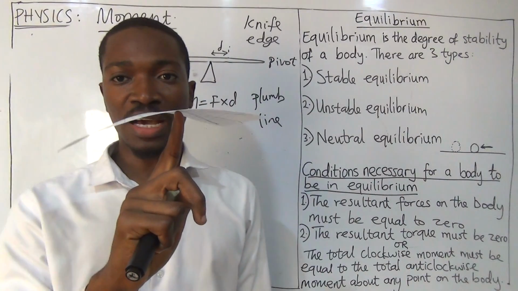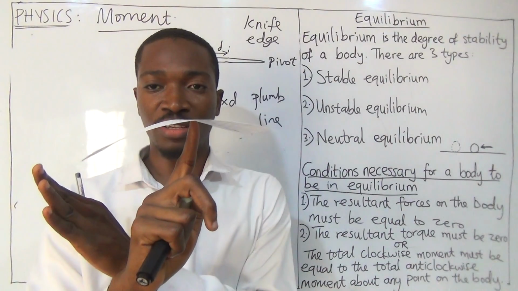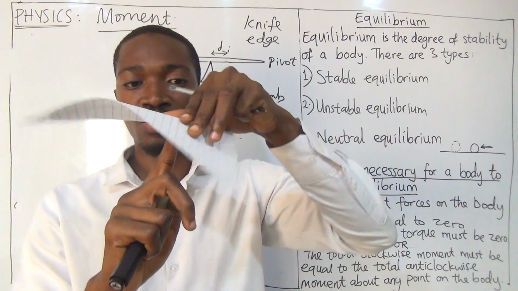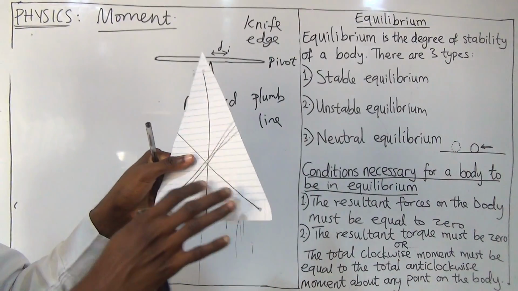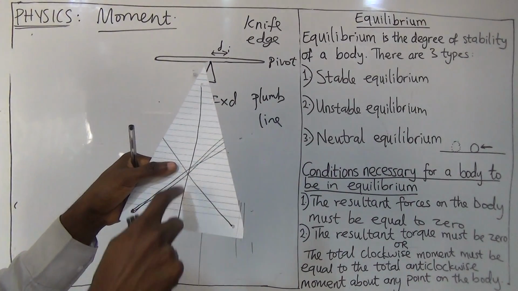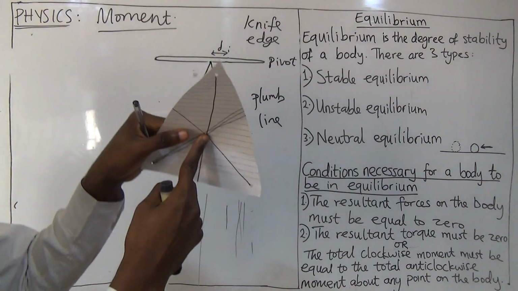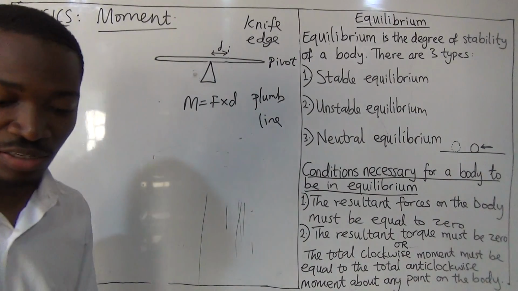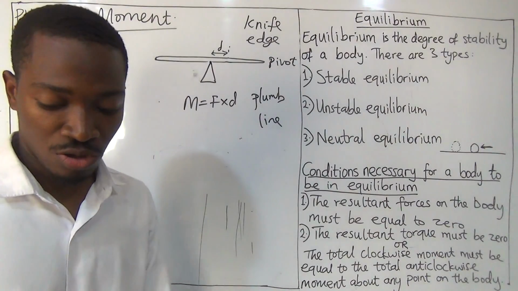You can see that the distance from here to the knife edge is smaller than the distance from here to the knife edge. Why? Because the center of gravity is closer to this side. Looking at it, we have more of the volume, more of the area here compared to the top. That's why the center of gravity is closer to this edge. So if you place it here, the object will be balanced. This is the effect of center of gravity on the stability of various objects.